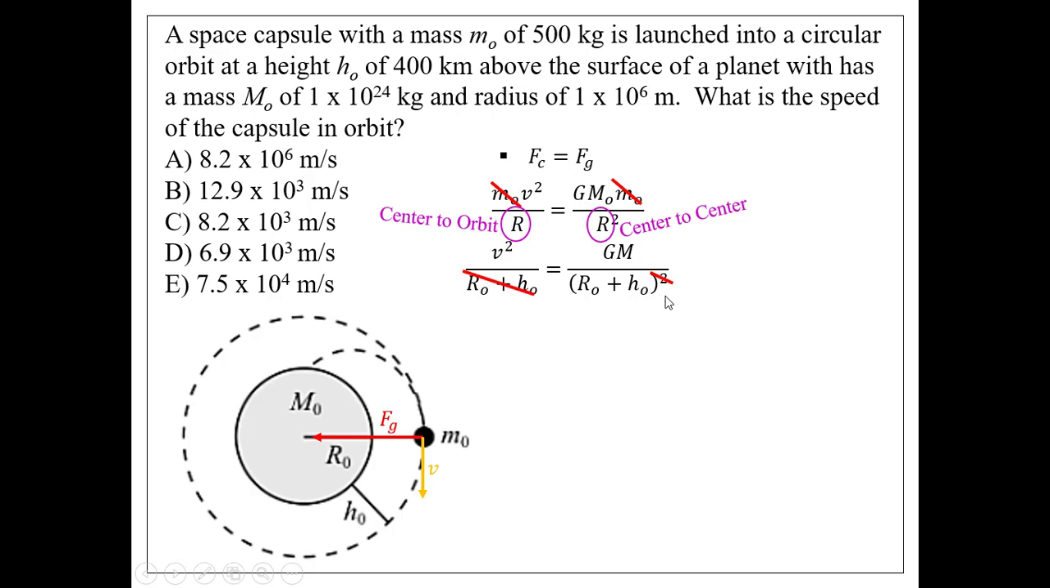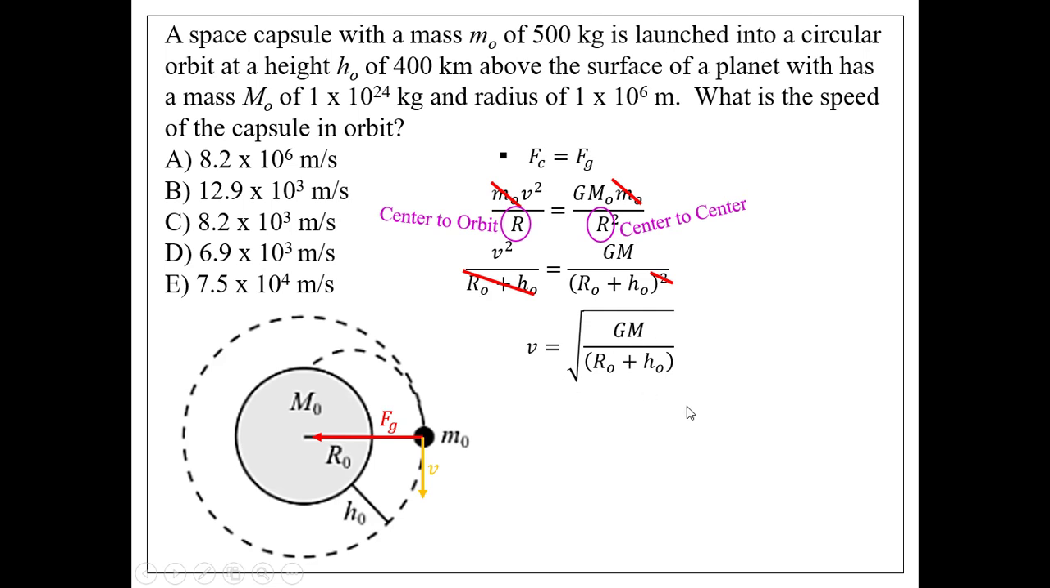That's the improper way to do it. All right. So if you clean this up a little bit, the only thing left on the left side is v squared. The only thing left on the right side is just GM divided by r naught plus h naught. Well, to get v by itself, you would need the radical of both sides. So this is what I did here. I just kind of skipped a step. So I just said v is equal to the square root of GM over r naught plus h naught.